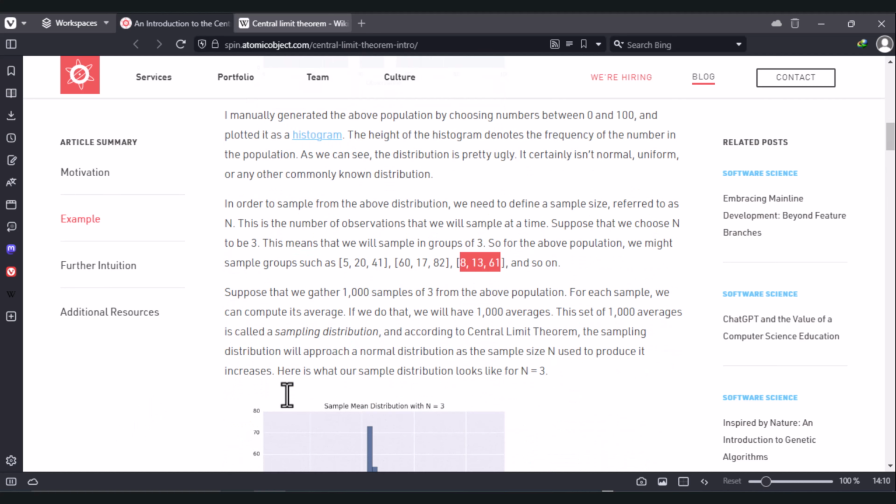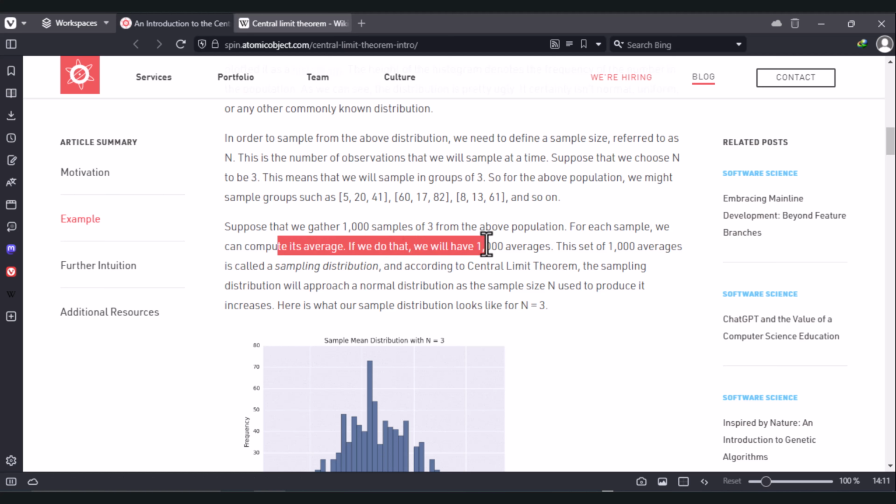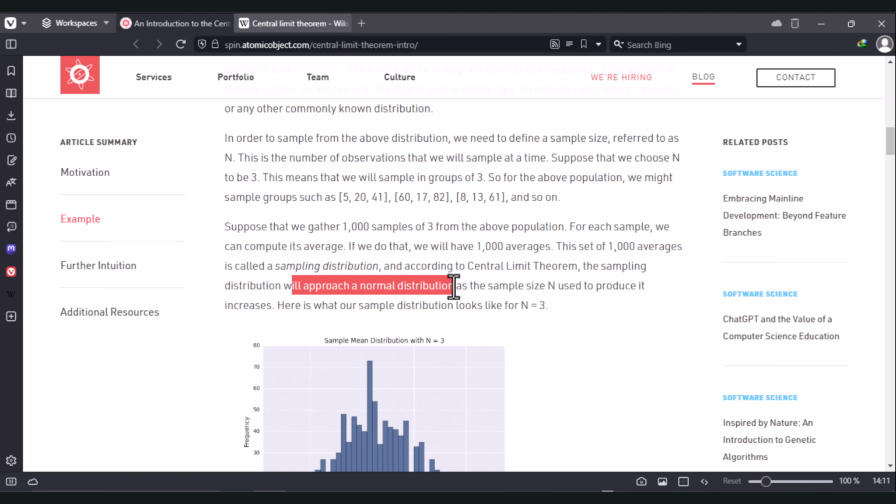Suppose that we gather thousands of samples of size 3 from the above population. For each sample, we can compute the average. If we do that, we will have 1,000 averages. This set of 1,000 averages is called the sampling distribution, and according to the central limit theorem, the sampling distribution will approach a normal distribution.